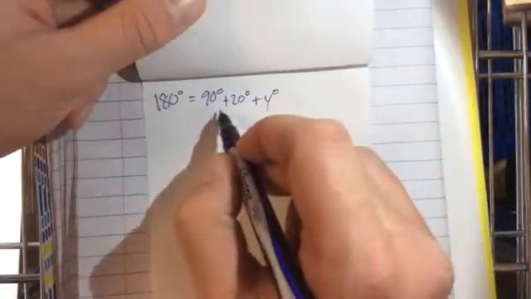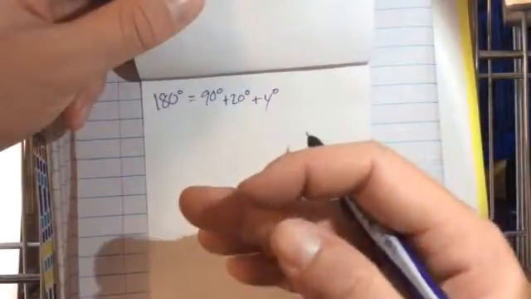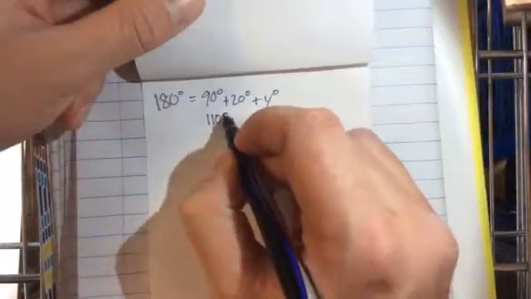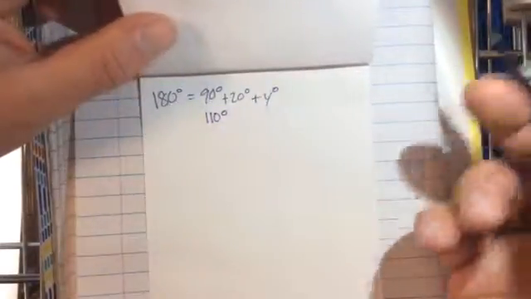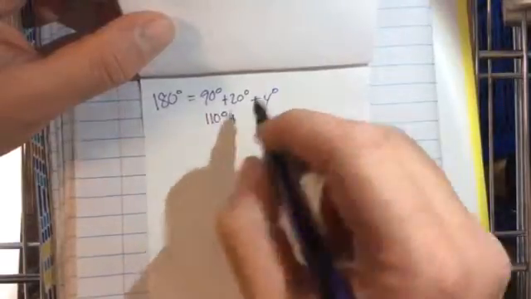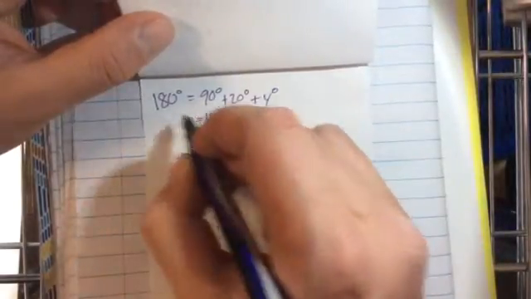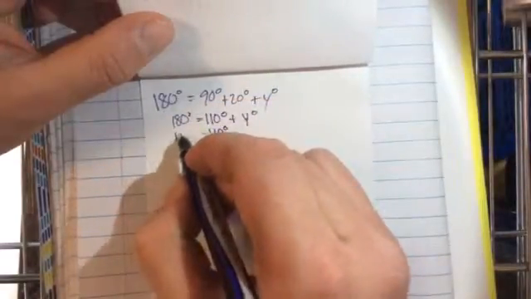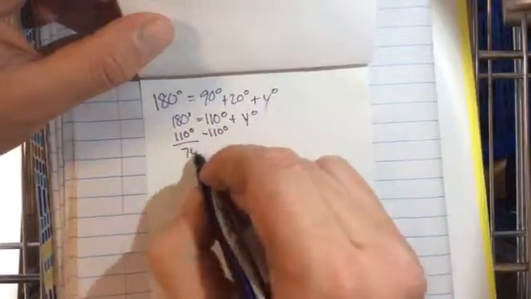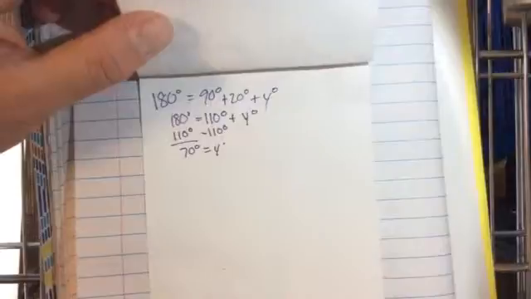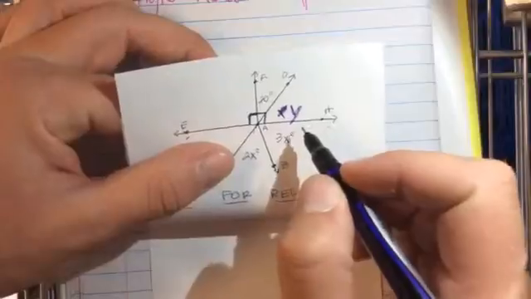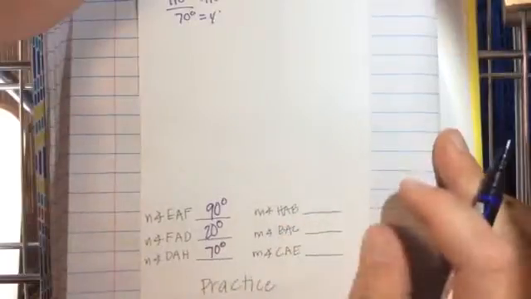So we can either subtract 90 and 20, or we can add 90 and 20 and then subtract it over. We can do whatever way works for you. We're going to go ahead and add first. So 90 plus 20 is 110. That equals 180 degrees. If we subtract 110 degrees from 180 degrees, we get 70 degrees equals Y. So we gave DAH the angle Y. So DAH is now equal to 70 degrees.